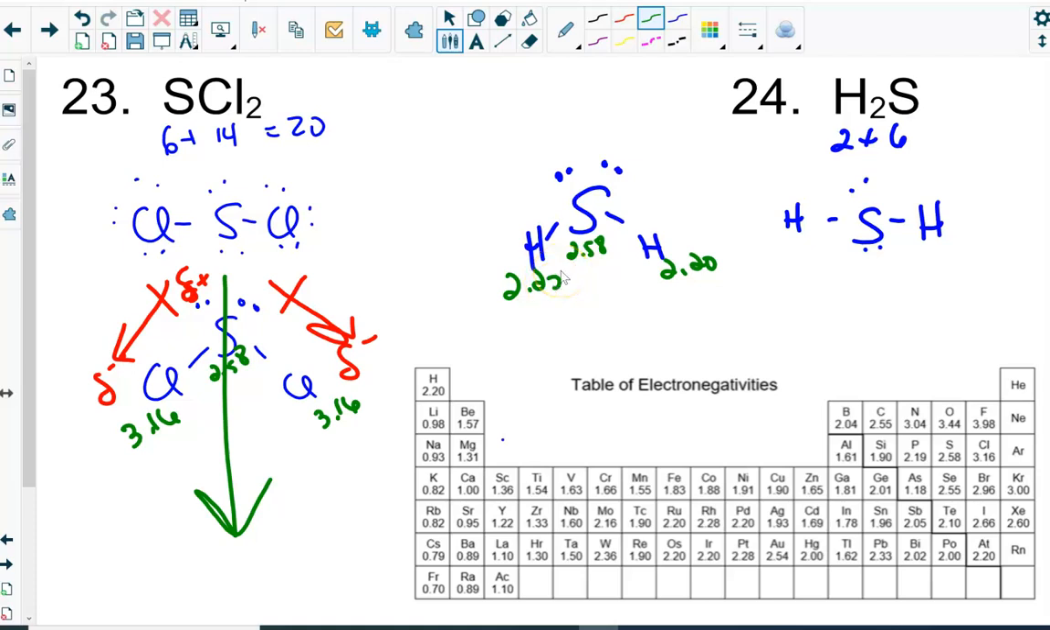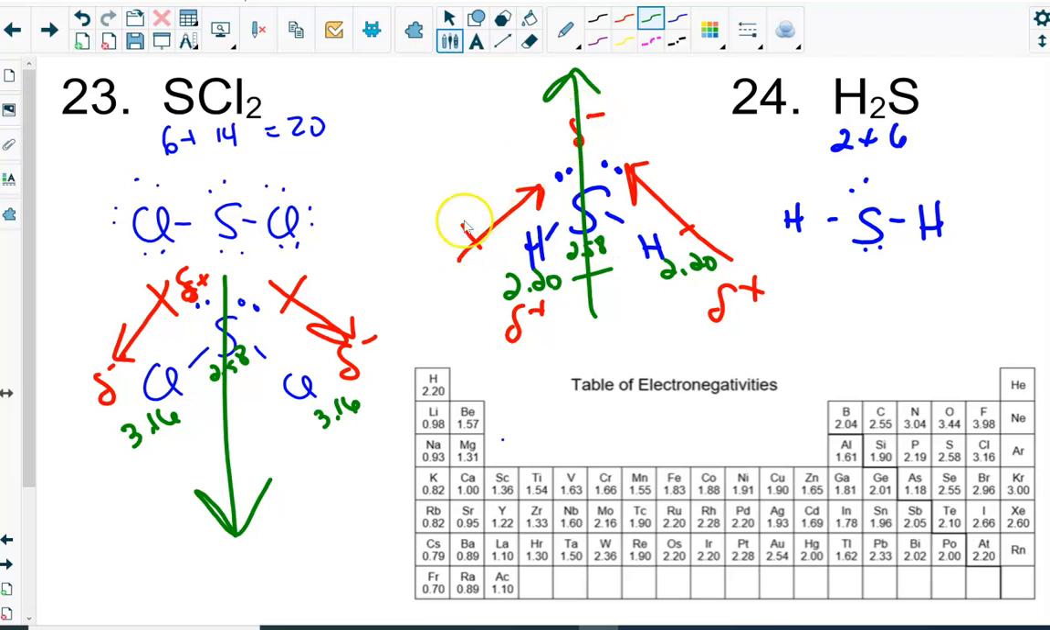So for every bond, you're going to draw the dipole arrow. This is going to be this direction, because this one would be partial positive, this one would be partial negative, this is partial positive, and it's going to be in that direction. So your overall dipole is going to be that direction. If this is pulling this way, and this is pulling that way, overall it's going to go straight up.